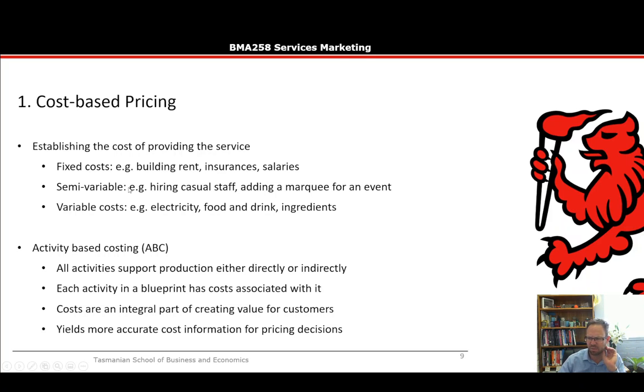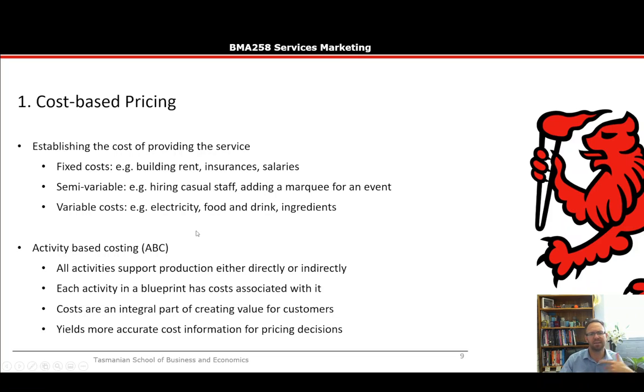We've got semi-variable costs, such as hiring casual staff. Technically casual staff are only employed to the end of their shift, but we call them semi-variable because there are costs associated with recruiting them. Adding a marquee for an event is technically a variable cost, but there's still some fixed element because you're committing to deposits and booking in advance. Then we've got truly variable costs, like electricity. If you've got a machine, the more work the machine does, the more electricity it consumes, so the more it costs. The more you use it, the more you produce, the more it costs to run that machine.